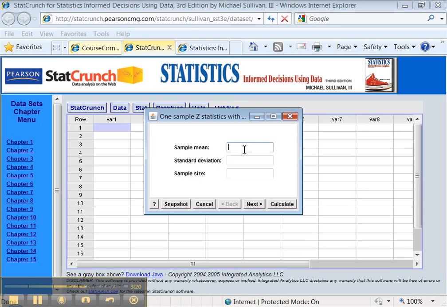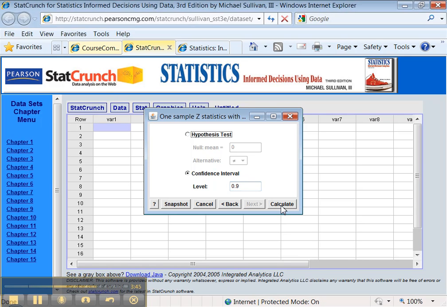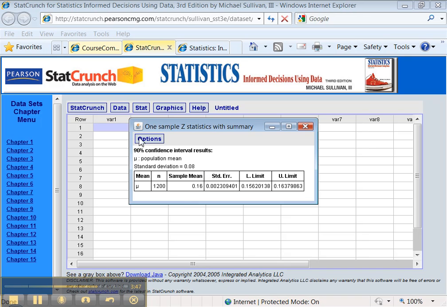So then it wants to know the sample mean, which was 0.16. It wants to know the standard deviation, which was 0.08. The sample size, which is 1200. Click Next. Now it wants to know what you want to do. Do you want to do a hypothesis test, which is chapter 10, or a confidence interval, which is chapter 9? That's what we want, a confidence interval. And we want to type in the confidence level, which was 0.90 for this problem. Calculate. And there it is.